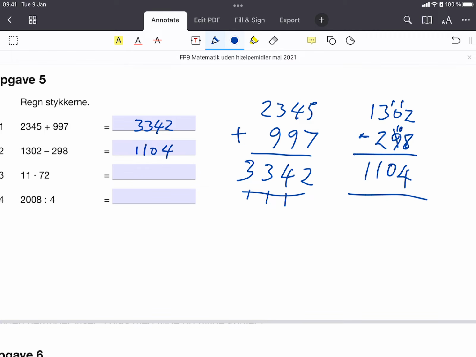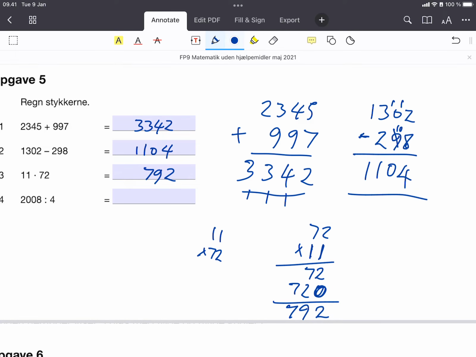Then we've got 11 times 72. I'm actually going to flip that round and do 72 times 11, because then I can very easily do 1 times 72 and 10 times 72, giving me 792. And then 2008 divided by 4.